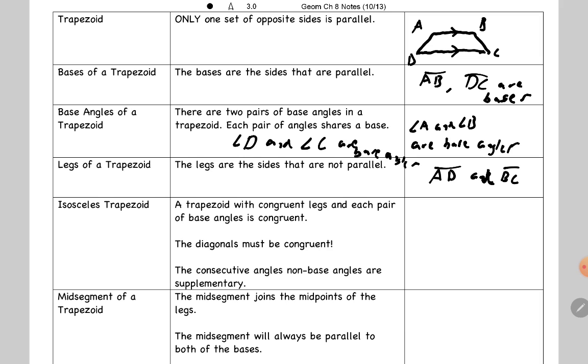And an isosceles trapezoid is a trapezoid whose legs are congruent. The diagonals must also be congruent. So AC should be congruent to BD. Those are the diagonals. And AD and BC, the legs, should be congruent.